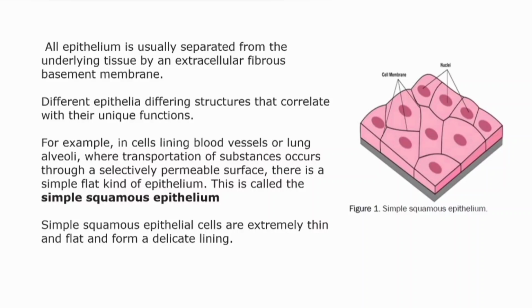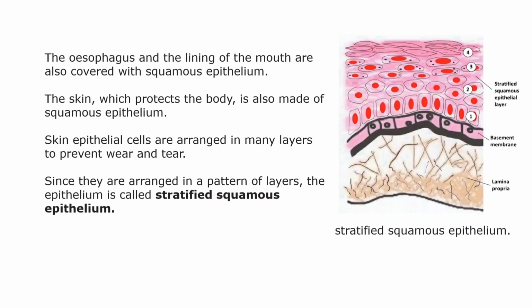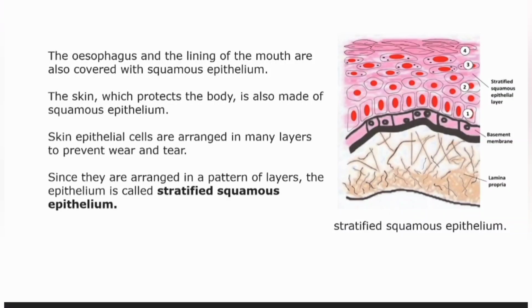Simple squamous epithelial cells are extremely thin and flat and form a delicate lining. The esophagus and the lining of the mouth are also covered with squamous epithelium. The skin, which protects the body, is also made up of squamous epithelium. The skin epithelium cells are arranged in many layers to prevent wear and tear. Since they are arranged in layers, the epithelium is called stratified squamous epithelium. In this picture, I have shown stratified squamous epithelium.